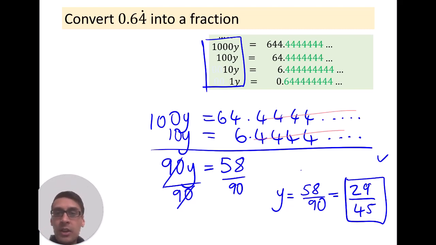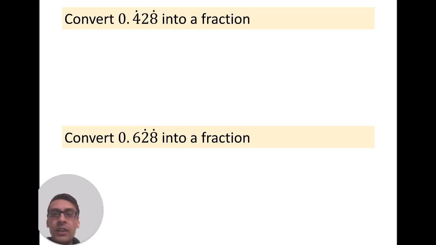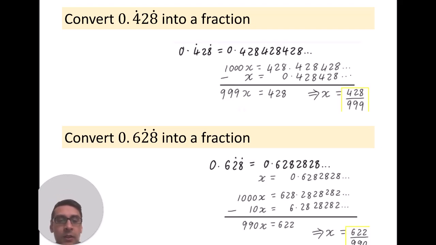So there's two practice questions on the next bit. I want you to try both. Pause the video, try both of these conversions, pick sensible multiples of your algebraic expression, and then eliminate them. Pause the video now, and then the answers will appear in a second. Okay, so here are the answers. So hopefully you've got 428 over 999, or for the second question, 622 over 990.